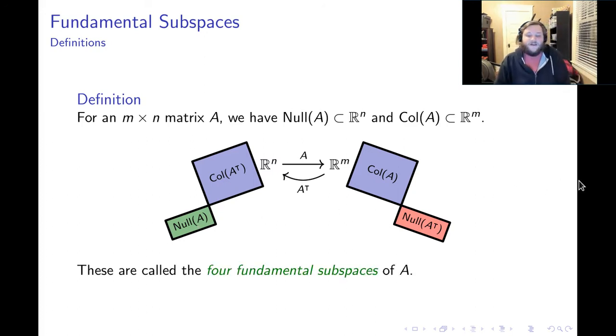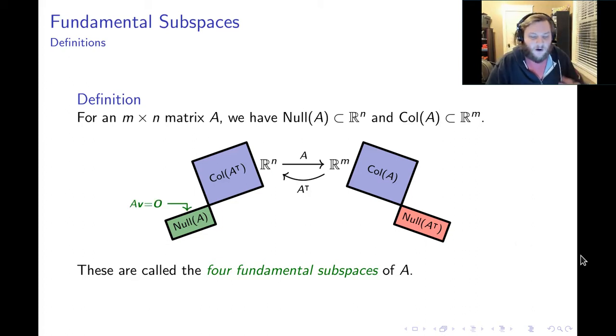So these four subspaces are what we call the four fundamental subspaces of a matrix. We have the null space of our original matrix, which lives alongside the column space of the transpose, and both of those are inside of R to the number of columns. And we have the column space of our matrix, which lives alongside the null space of the transpose inside of R to the number of rows.